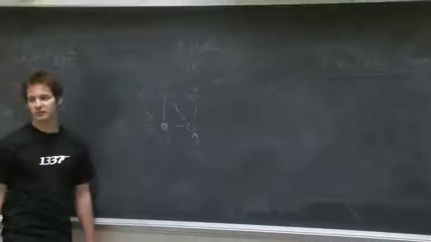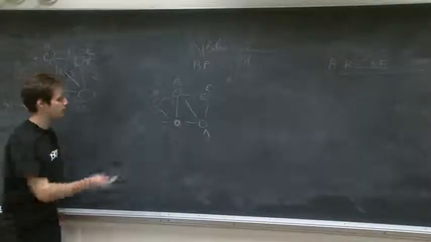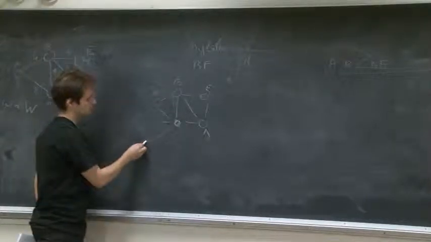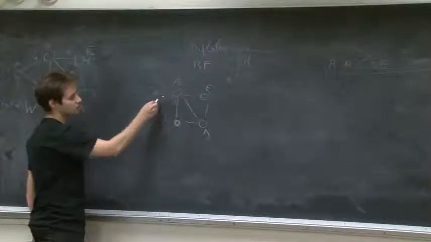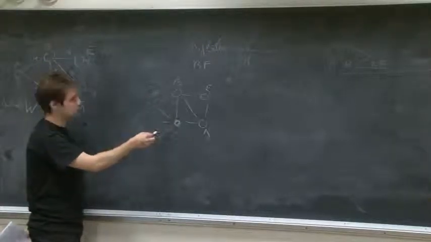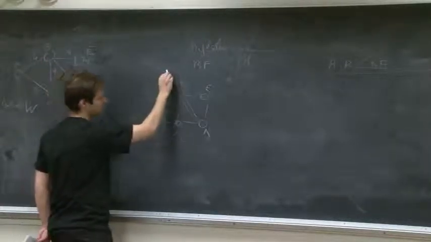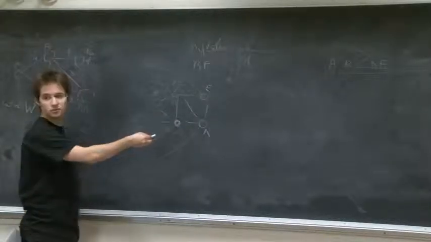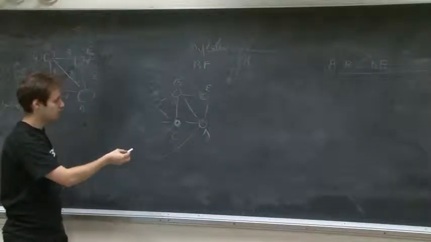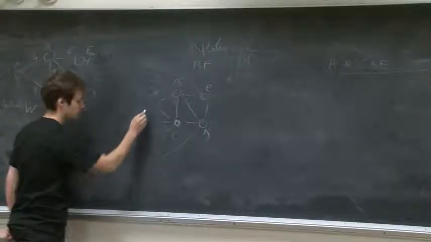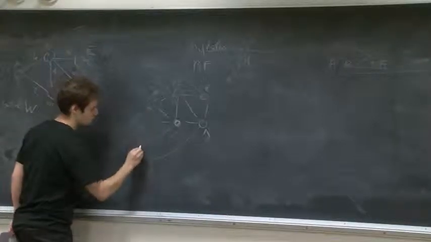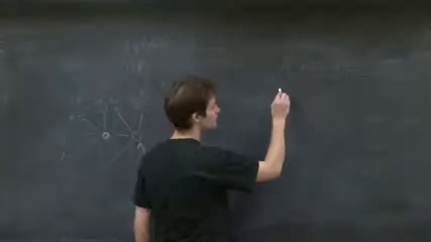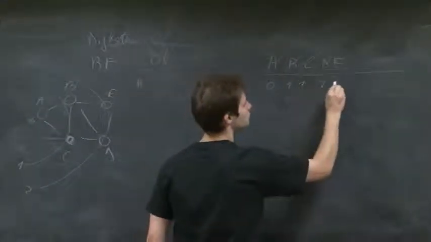BFS has this concept of levels. Another way to look at levels is if you start at A and you draw a circle of radius 1, it's going to have all the nodes that are at distance 1 from A, exactly one edge. Then you draw a circle of radius 2, and you get all the nodes that you can reach in 2 edges. BFS calls these circles levels. So A is at level 0, this is level 1, this is level 2. And if you look at this list and you write down the levels, you have 0, 1, 1, 2, 2.